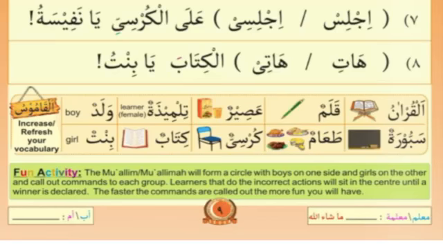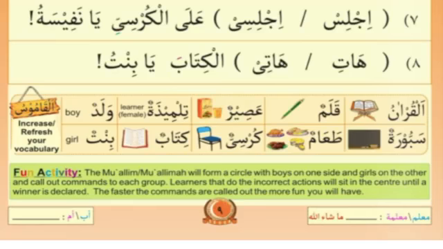So, which command verb must we use? Hati or hati? Yes, hati. Hati al-kitaba ya bintu. Hati, give al-kitaba, the book. Ya bintu, oh girl. Ya means you call. When you call somebody, you say ya. Oh, ya bintu, oh girls.